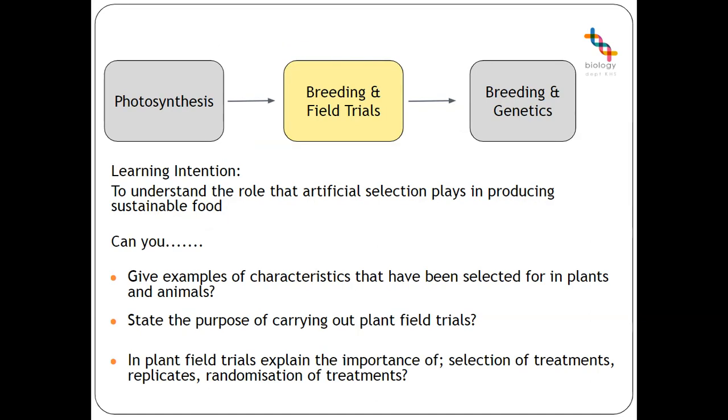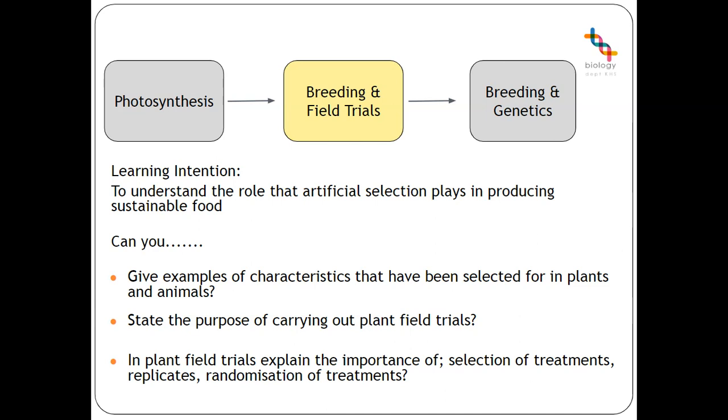So from that, you should be able to give us examples of characteristics that have been selected for in plants and in animals, such as looking at higher food yields, higher nutritional values, pest and disease resistance, and the ability to thrive in particular environmental conditions. You should be able to state the purpose of carrying out plant field trials, which is really to compare the performance of different cultivars or treatments, and also potentially to evaluate GM crops.